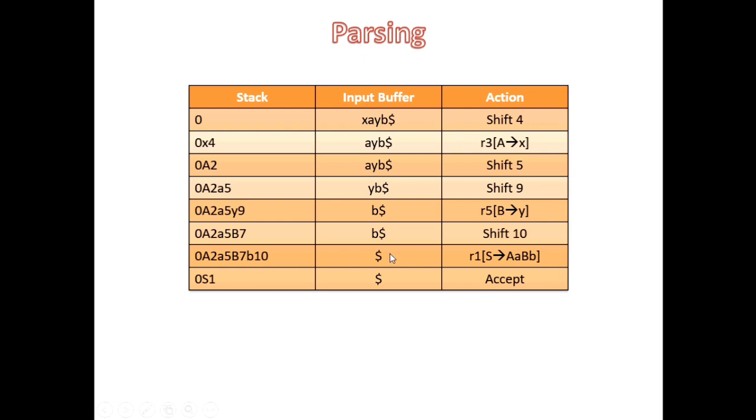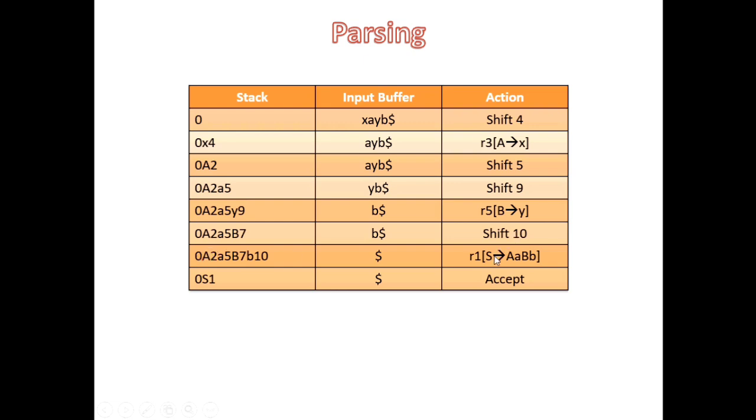10 is on the left side, right side you have dollar. So now 10 and dollar in the table will be resulting in R1. R1 is production number 1. It has 4 elements on the right side: capital A, small a, capital B, small b. If you have 4 elements on the right side of the production, pop 8 elements from the stack. So what will go off? 10 will go off, B will go off, 7 will go off, B will go off, 5 will go off, A will go off, 2 will go off, A will go off. So except 0, everything goes off.